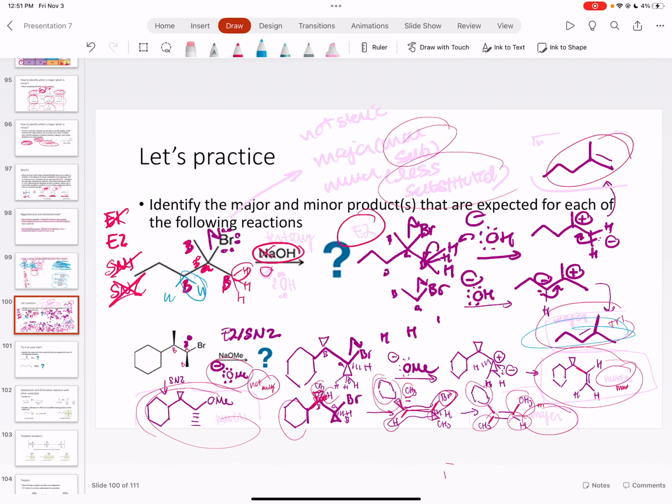And we also have to think about this too, that this one's not bulky at all. And remember that we said when it's not bulky, our major product is going to be the more substituted, while our minor product is going to be the less substituted. In this case, we have a disubstituted, and then in here we have a trisubstituted. That's why our trisubstituted is going to be our major, while our disubstituted is going to be the minor product.